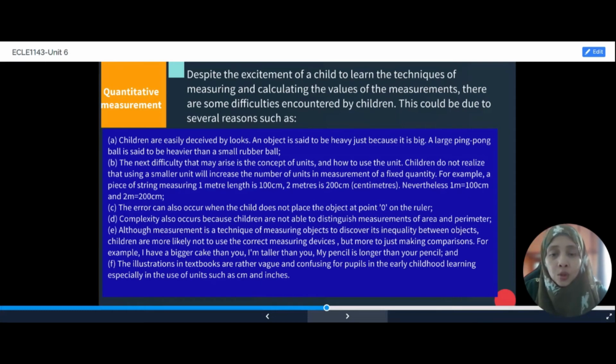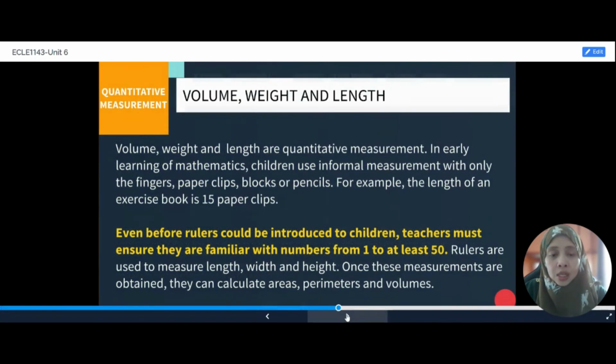Yeah. Complexity also occurs because children are not able to distinguish measurement of area and perimeter. Okay. Although measurement technique is measuring object to discover inequality between objects, children are more likely not to use a measuring device but just to make a comparison. So benda-benda macam ni yang akan menyebabkan dia tak nampak the kepentingan of that standard measurement. Yeah? Tetapi this all can be eliminated by we teach them slowly the strategy, using proper strategies.